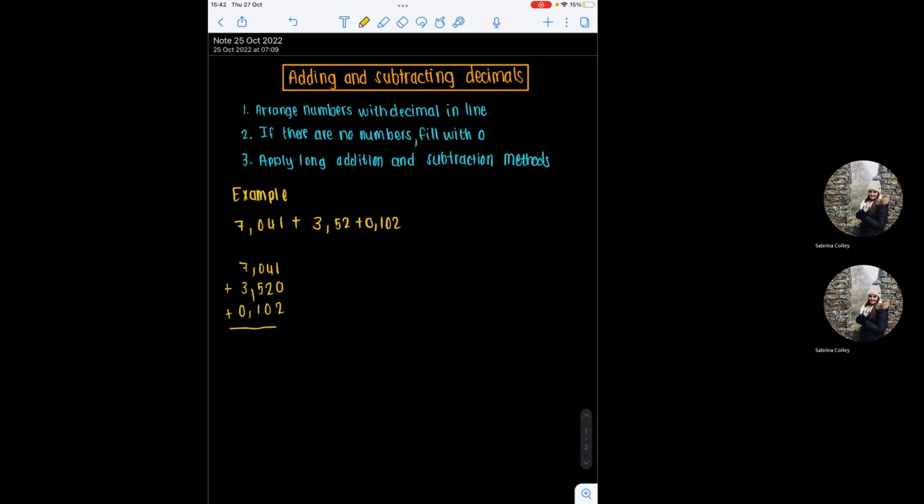Okay, so now we're going to use our long addition. So we go 1 plus 0 plus 2, that gives me 3. 4 plus 2 plus 0 gives me 6. 0 plus 5 plus 1 gives me 6. And now since all those commas are in line, we're going to take it down and we're going to put the comma down there as well. Then we're going to go 7 plus 3 plus 0, which is 10. Okay, and our answer is 10,663.